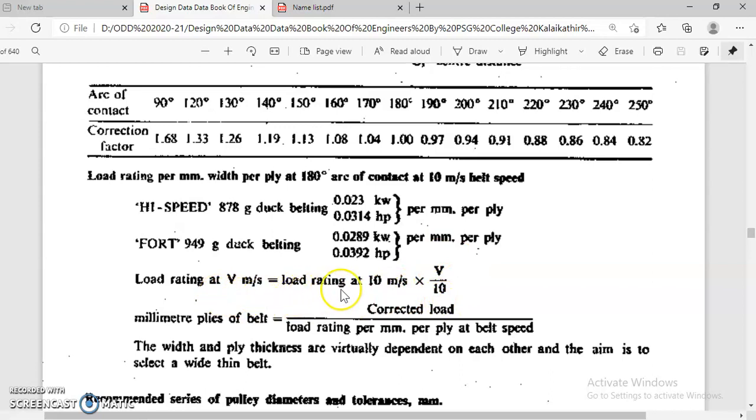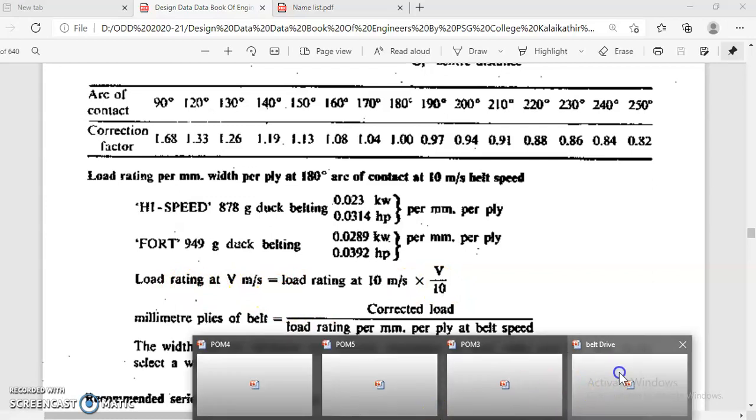So this above gives the load rating at 10 meter per second per belt width. For 949 gram duck belting, 0.0289 kilowatt. Load rating at 10 meter per second is 0.0289 into V. V we have calculated, V1 equal to pi d n by 60, which is equal to 15.7. So 0.0289 into 15.7 divided by 10. This is the load rating at V meter per second.